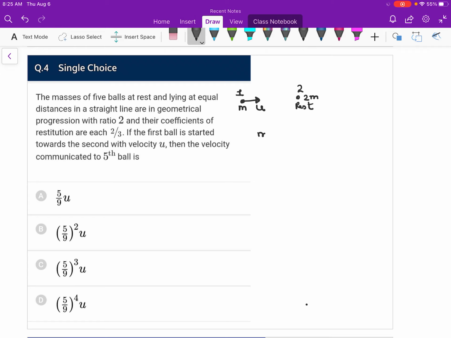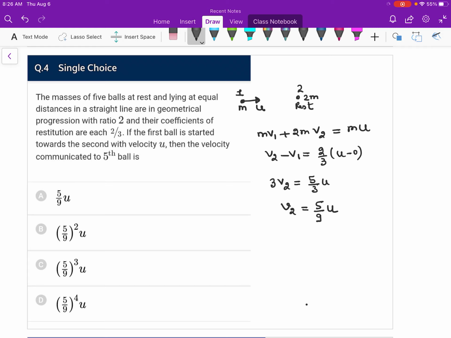So m v1 plus 2m v2 is equal to m u, linear momentum conservation, and then velocity of separation is e times velocity of approach, e is 2 by 3, velocity of approach, that is u minus 0. So solving the above two equations, we get 3 v2 is equal to 5 by 3 u, or v2 is 5 by 9 u. Okay, so speed becomes 5 by 9 times initial value.